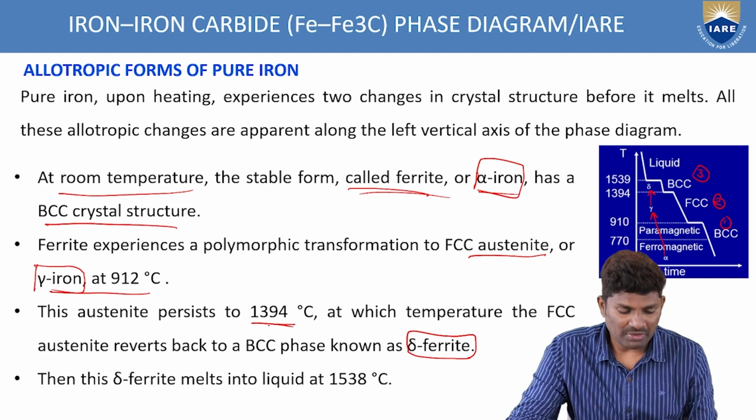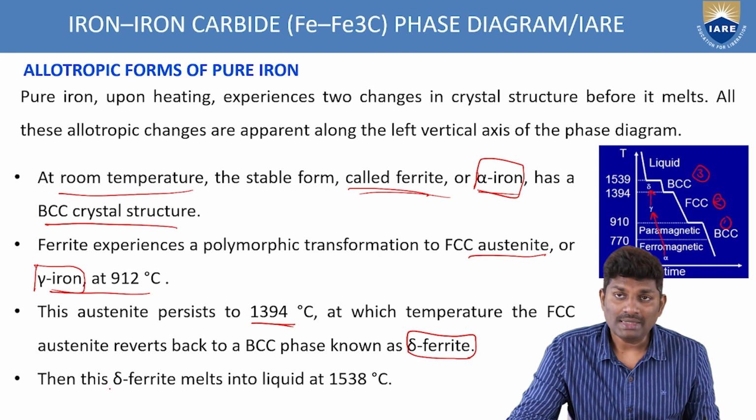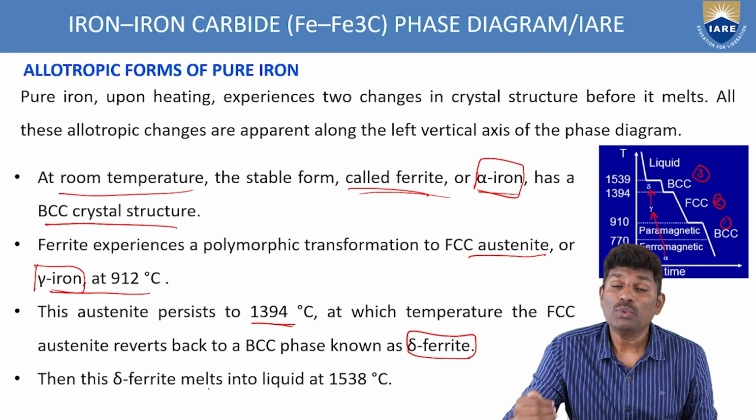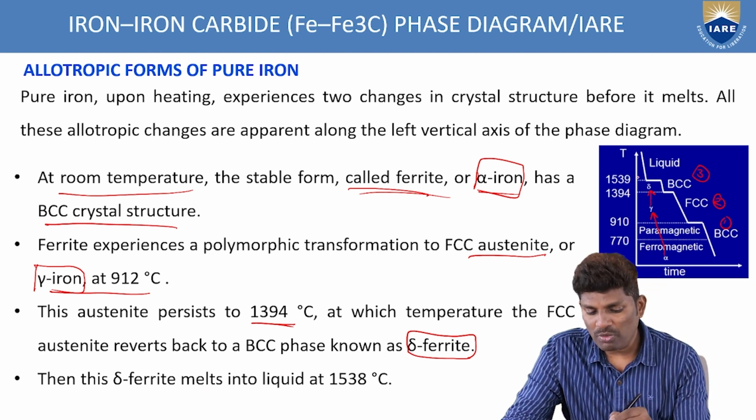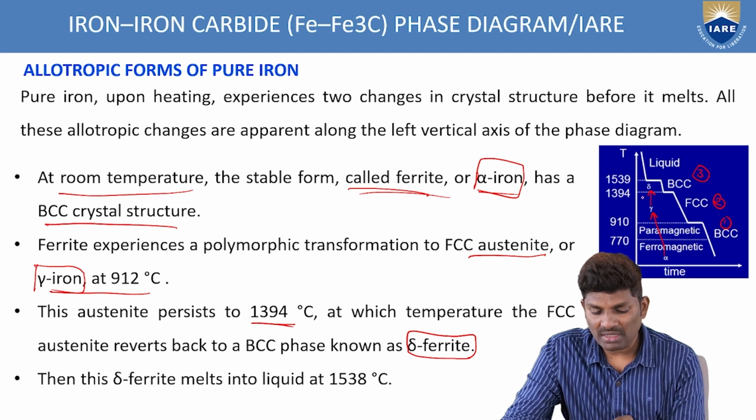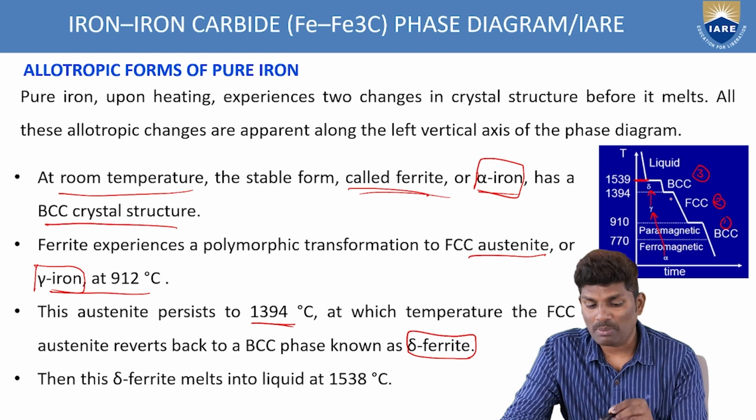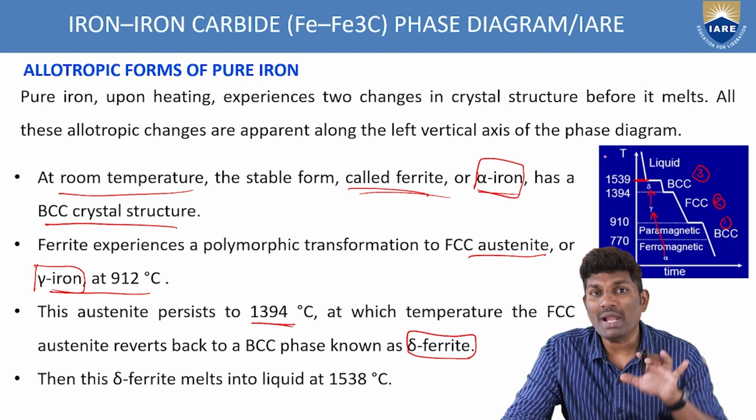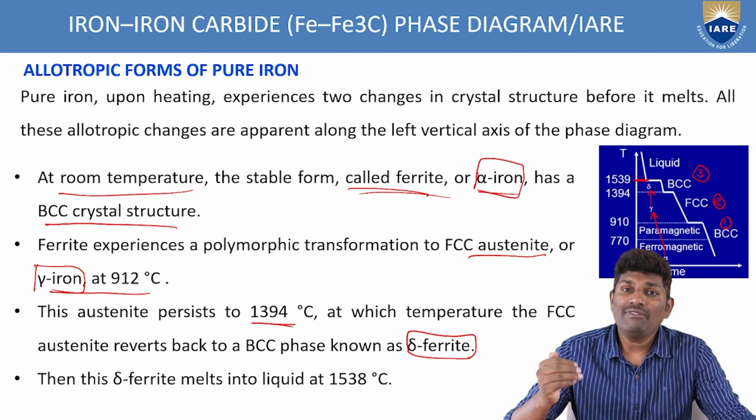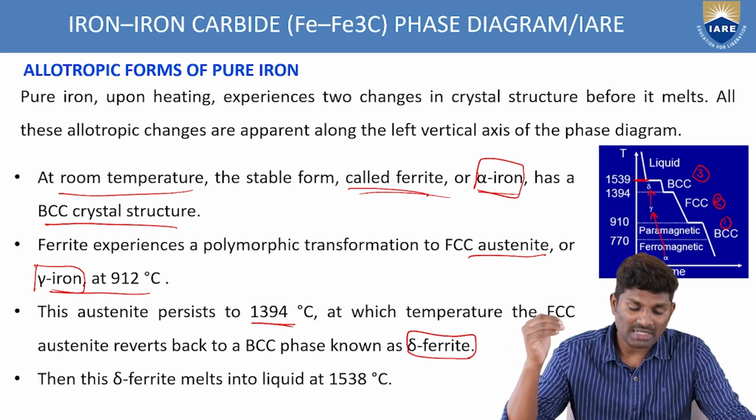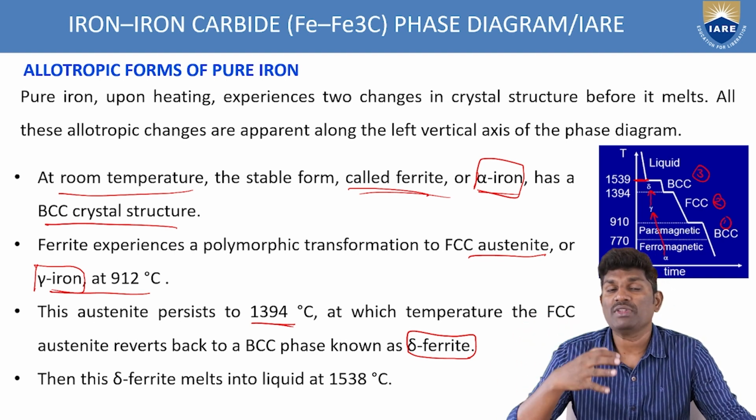After 1394 degrees centigrade, what is happening? Then the delta ferrite melts into liquid. After crossing 1394, when it reaches 1538, it starts melting into the liquid. Up to 1538 degrees centigrade it won't melt into the liquid. Only after crossing the temperature of 1538 degrees centigrade can it melt into the liquid.